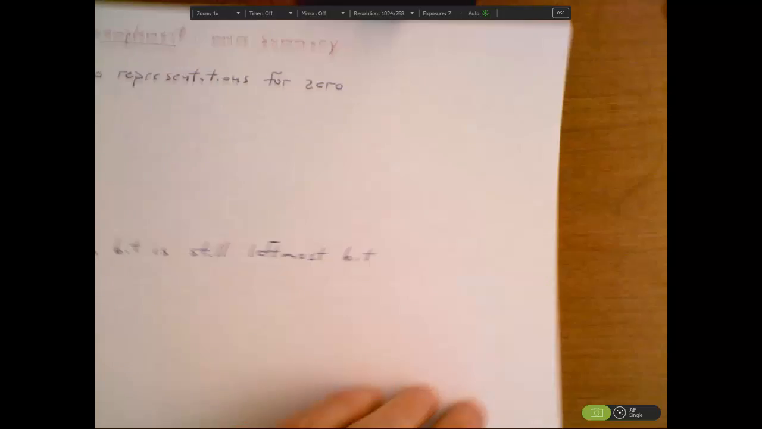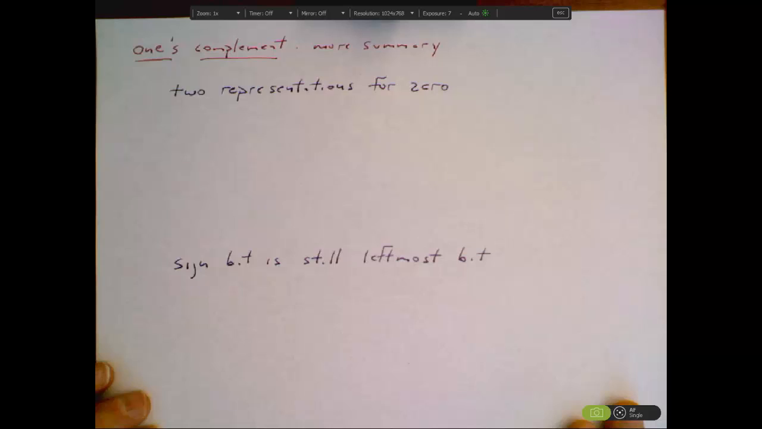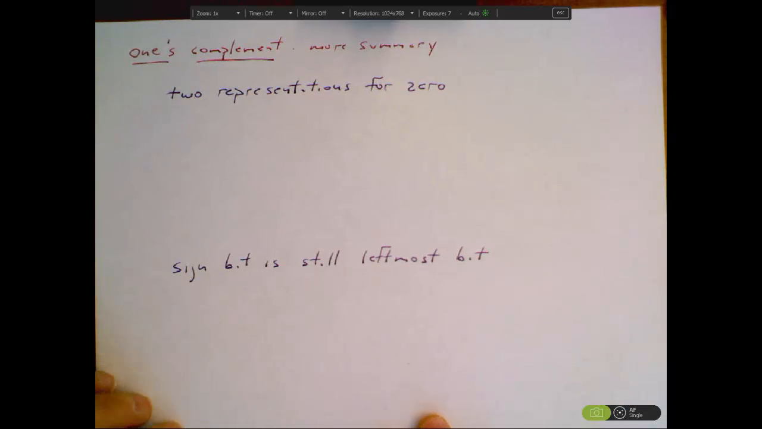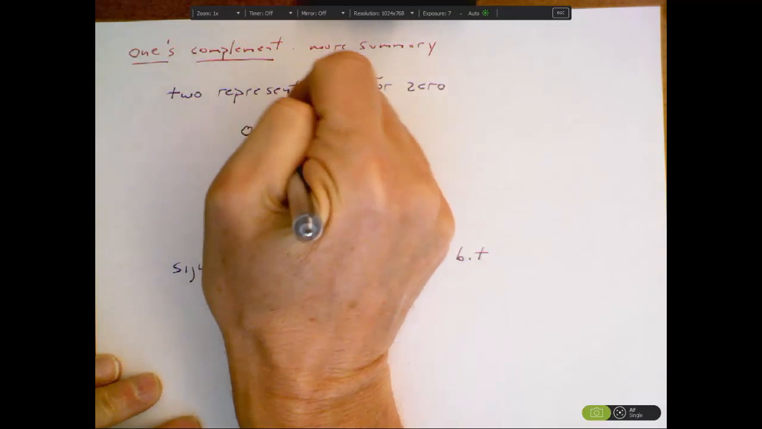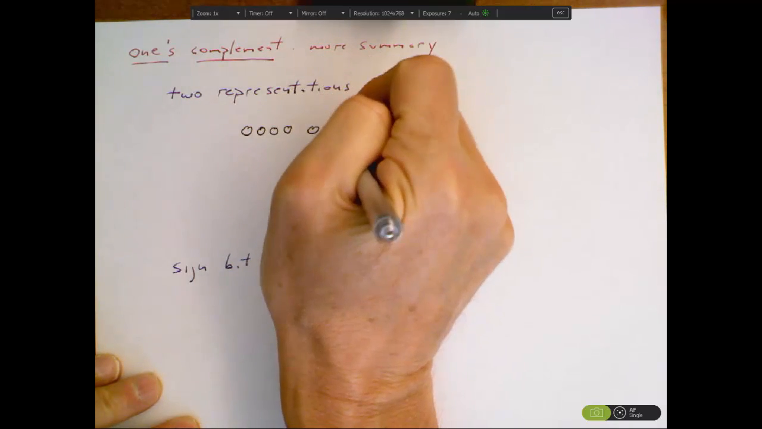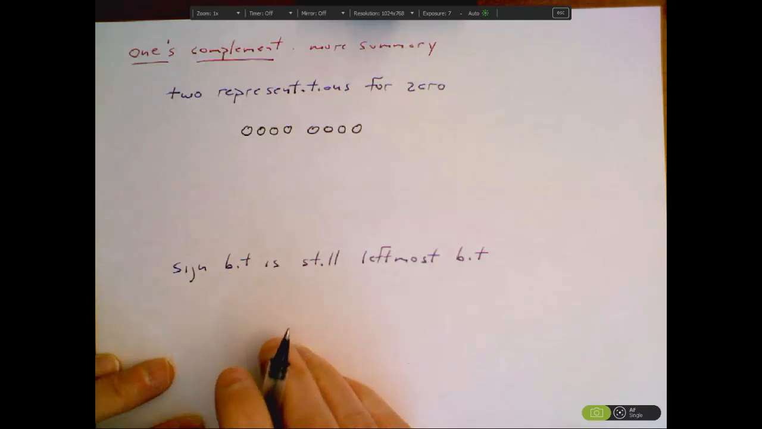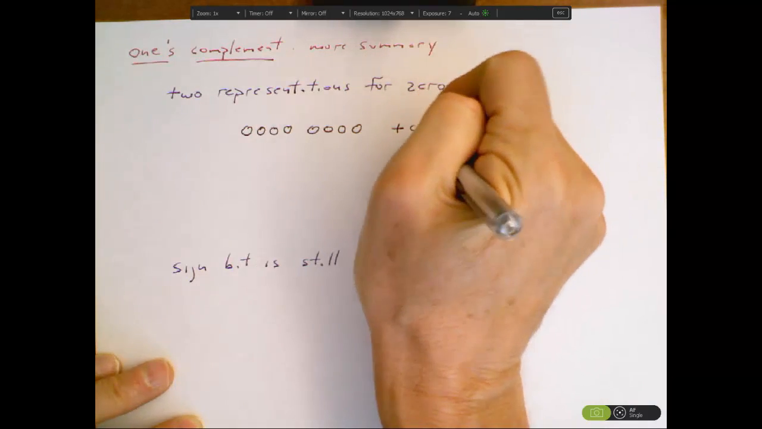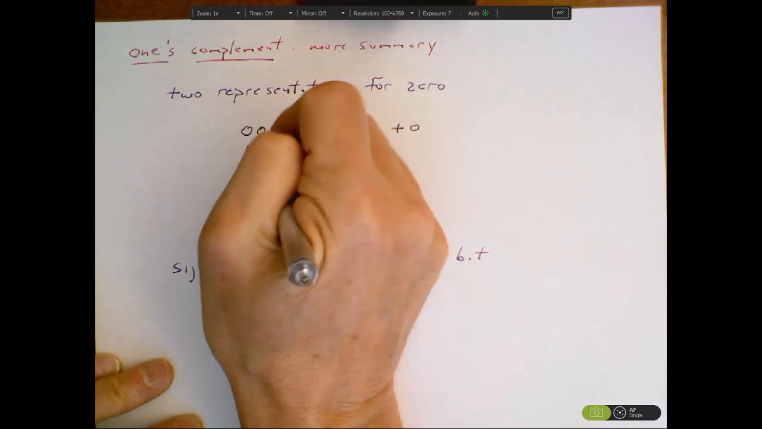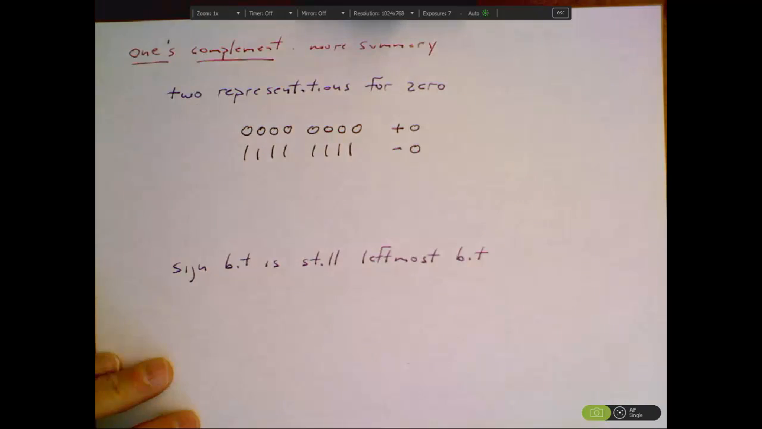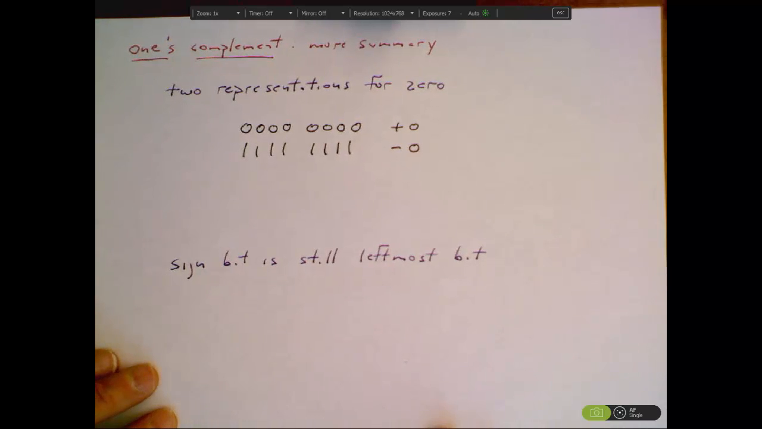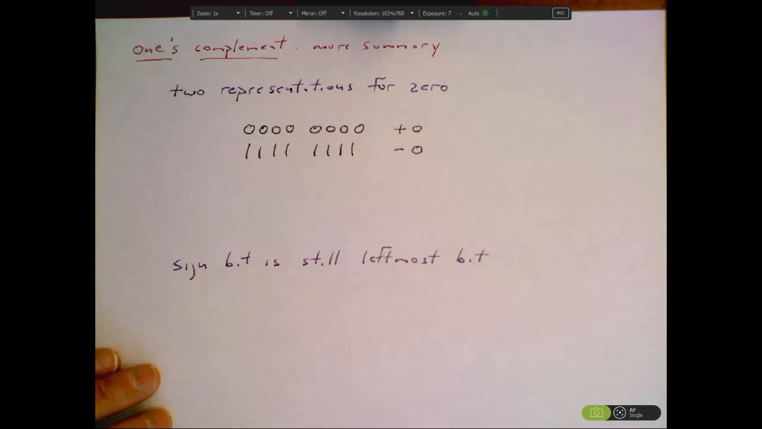Okay. What else can we say about 1's complement? Well, there's still two representations of 0. Let's take a look at that. 0, 0, 0, 0, 0, 0, 0, 0. Right? That's plus 0, but I complement that and I get minus 0. So again, 2 bit patterns for the value 0, which can be problematic when you're testing for 0, for instance.